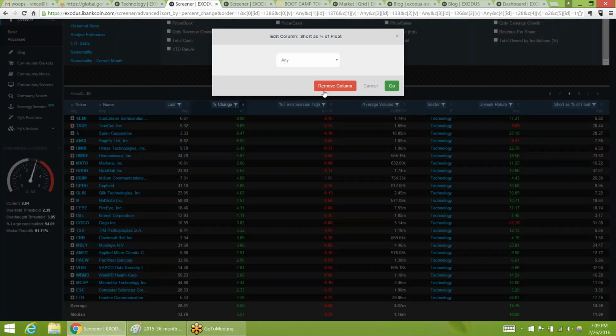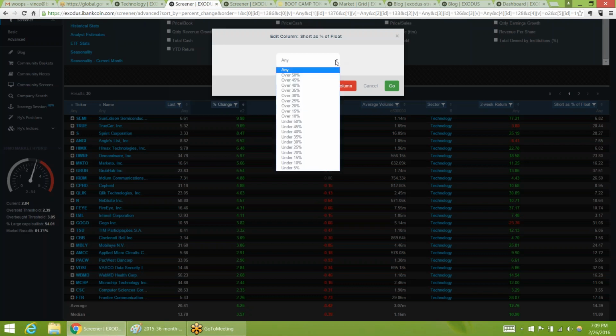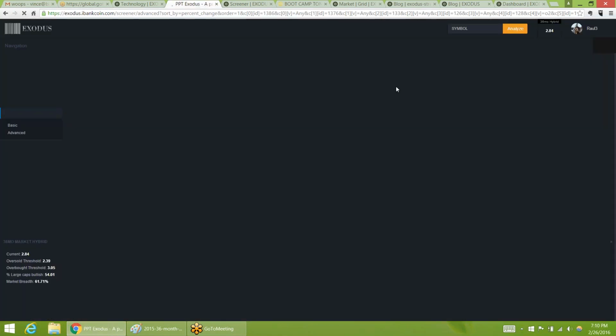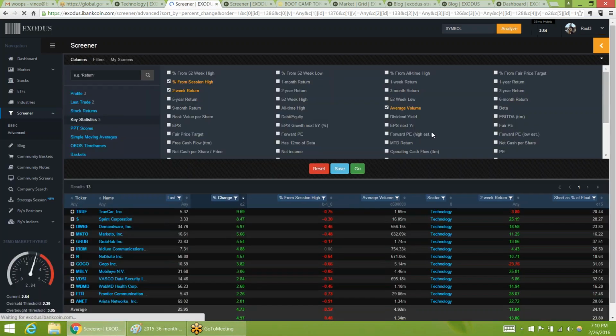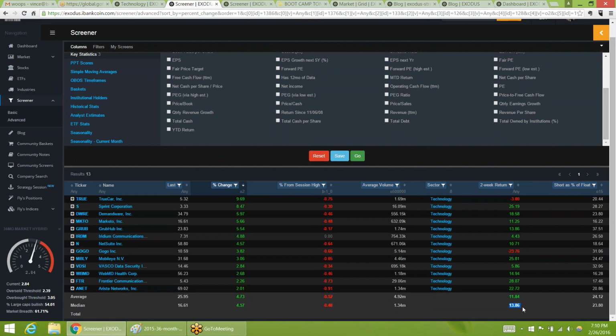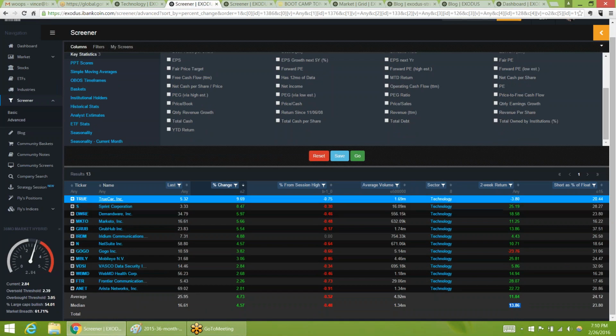So it was at about 10.98% 2-week return before we had this short float. So let's look at stocks on this momentum screen that have a short float over 15%. And you can see the 2-week return goes up now nearly to 14%. We have 13 stocks here.